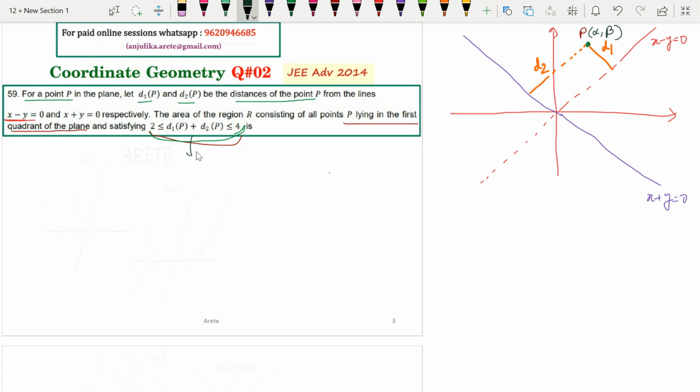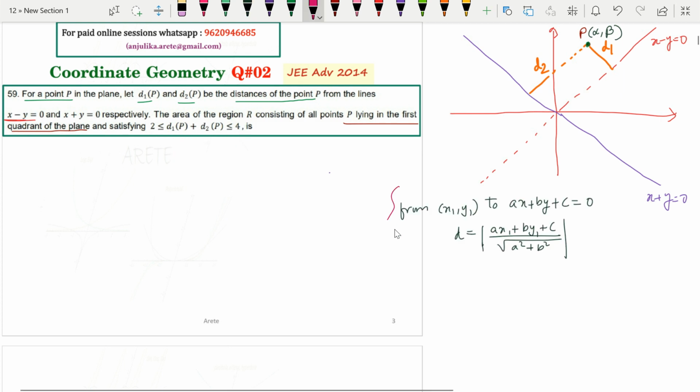Now this condition has to be satisfied. So can you give me what is D1 of P? This is the distance formula right here. Let's apply that. Using that formula, the distance of this point from this line: instead of x, I'm going to write alpha, and instead of y, beta. There is no c, and a and b are 1 and minus 1 respectively. So modulus over under root 1 square plus 1 square. That's my D1 of P. Now, can you also write your D2 of P?